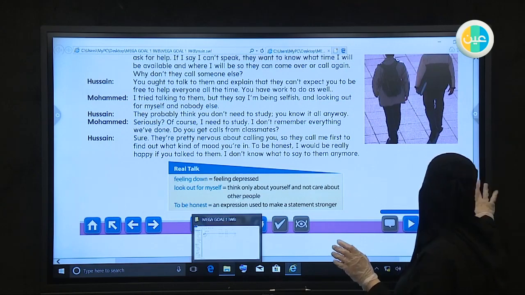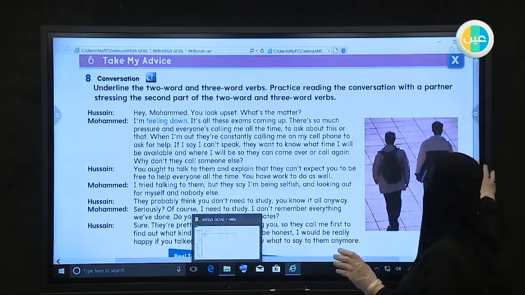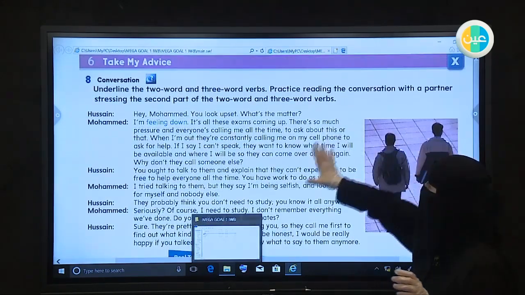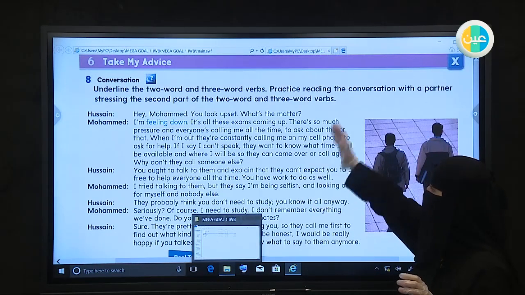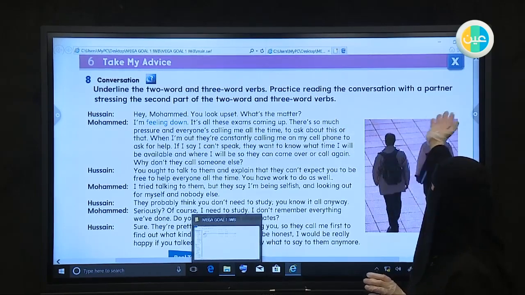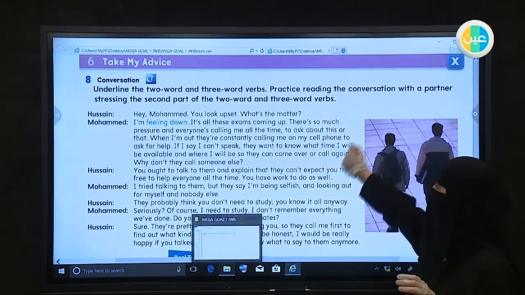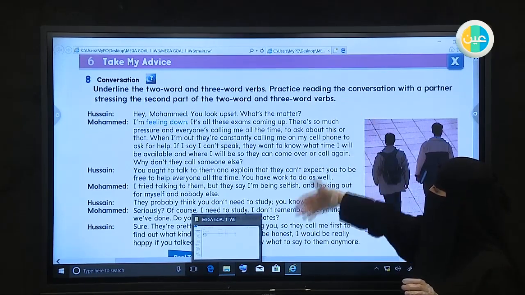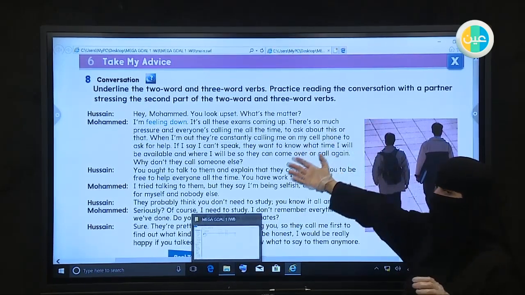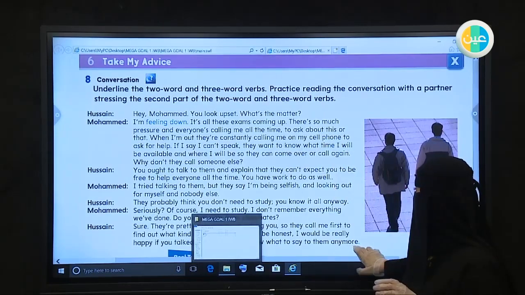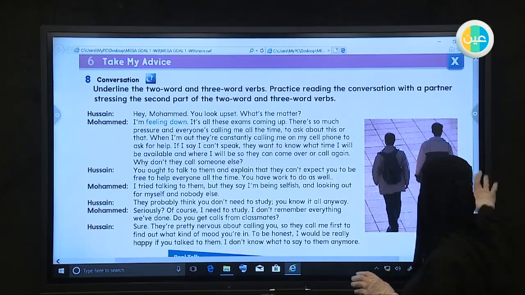So on the right side, we have a conversation and a lot of information under it. Underline the two or three word verbs. Practice reading the conversation with a partner, stressing the second part of the two-word and three-word verbs. This is the conversation between Hussein and Muhammad. Let me check what they have here. Are you ready to hear it?